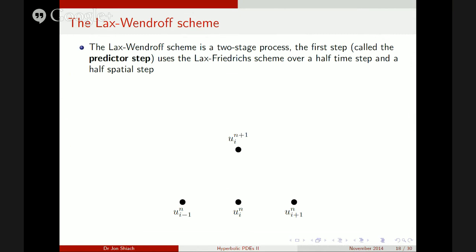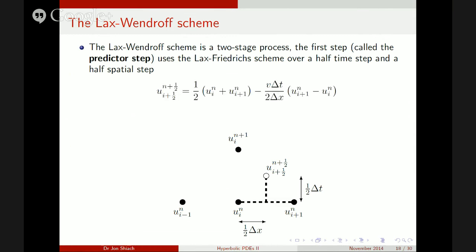So what I've got here is a blank stencil. These are the current time values. That's your current i value. If I go 1/2 a step along in space and 1/2 a step up, I want to calculate the value of this node using the Friedrichs scheme. So we have the value at the node that is half a spatial step along and half a time step up.